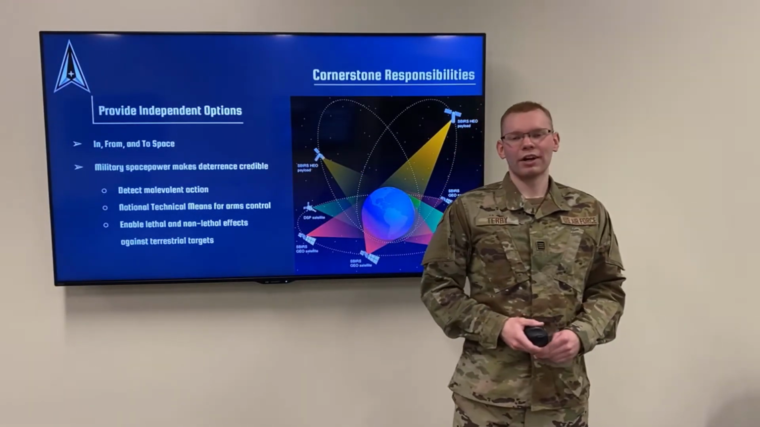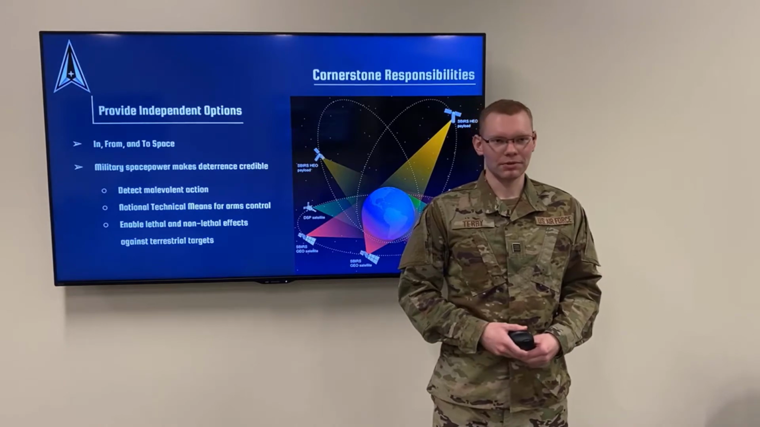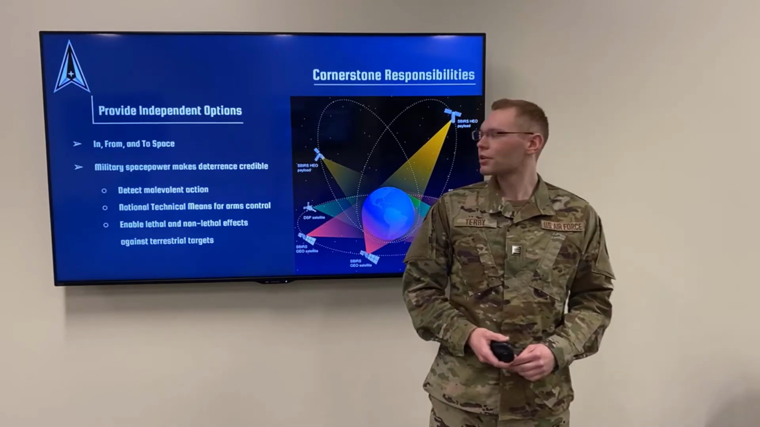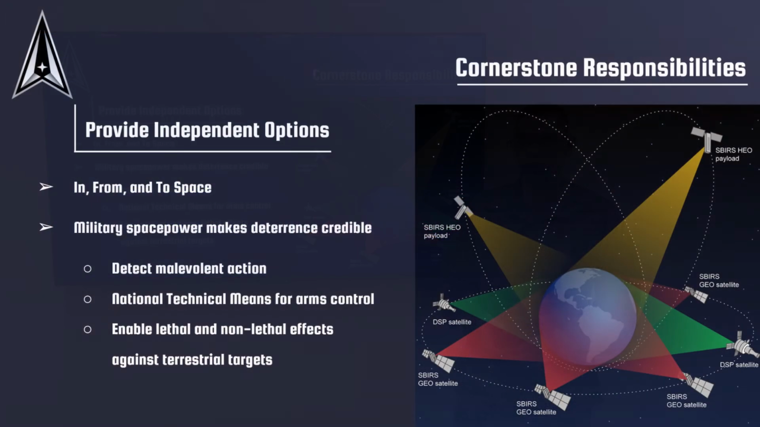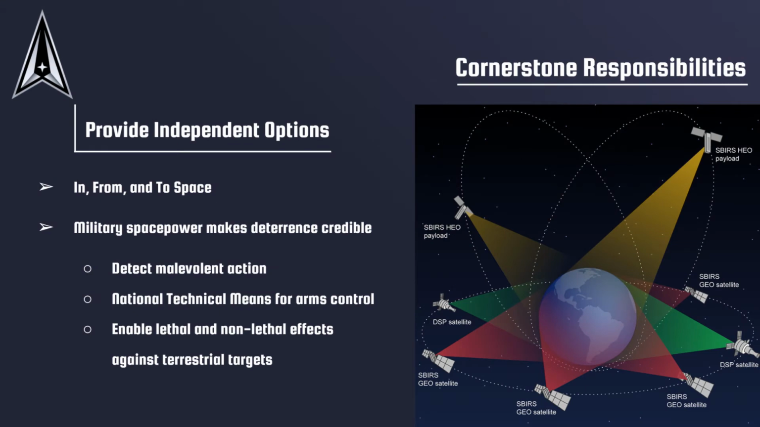Next, we're going to go into providing independent options for the joint force. As the Space Force, we must protect space in, from, and to the space domain. Military space power makes deterrence credible. We keep our enemies accountable. We do this by detecting any malevolent action, providing a national technical means for arms control, and enabling lethality and non-lethal effects against terrestrial targets. So we make sure our enemies are in check, and that they're actually doing what they say they're doing.